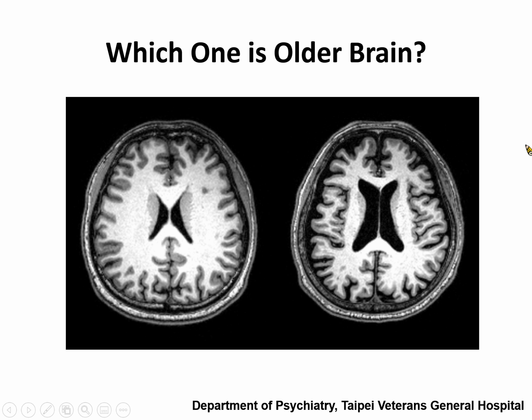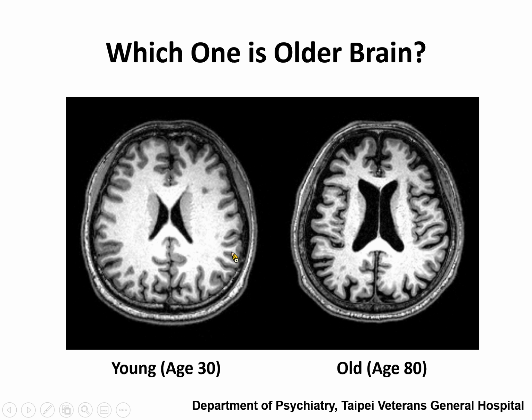So let's take 10 seconds to make a guess, or just make an educated guess. Okay, so I think you might have an answer. If you picked the right one, this person is the older person, then you are right. This brain is from an older person who is 80 years old, and this brain is from a younger person at 30 years old.